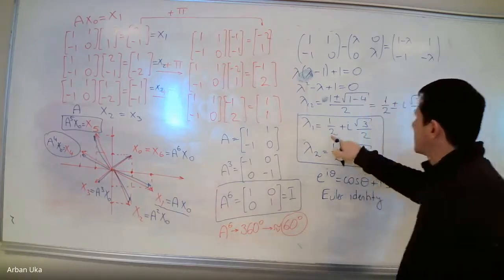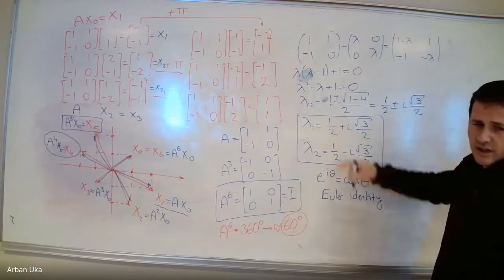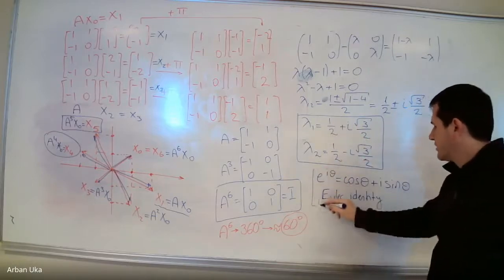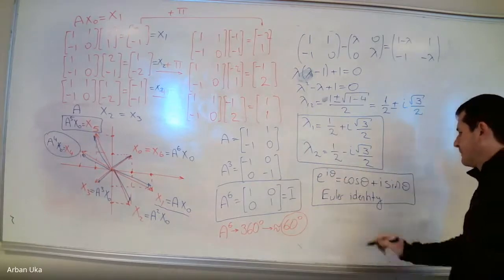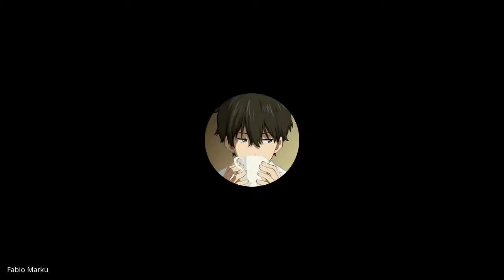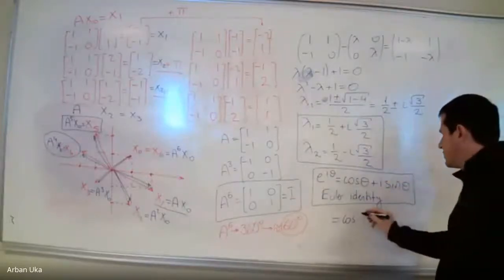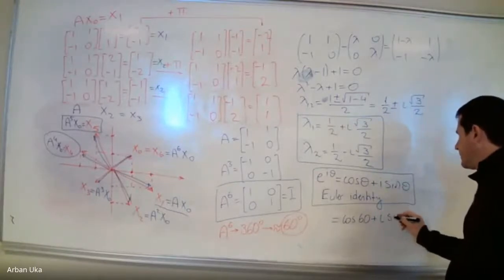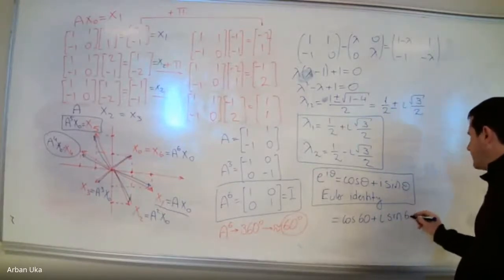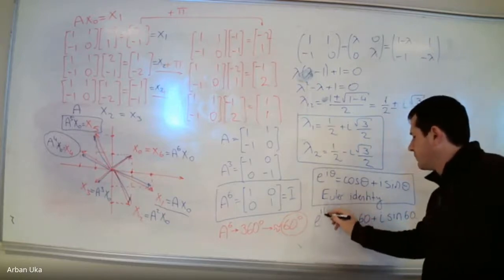Now, I want to ask you this. Can you find what is the cosine here? Which angle has a cosine 1 over 2? Can you check this? 60 degrees. That's correct. Which angle has a sine square root of 3 over 2? 60 degrees too. That's correct.